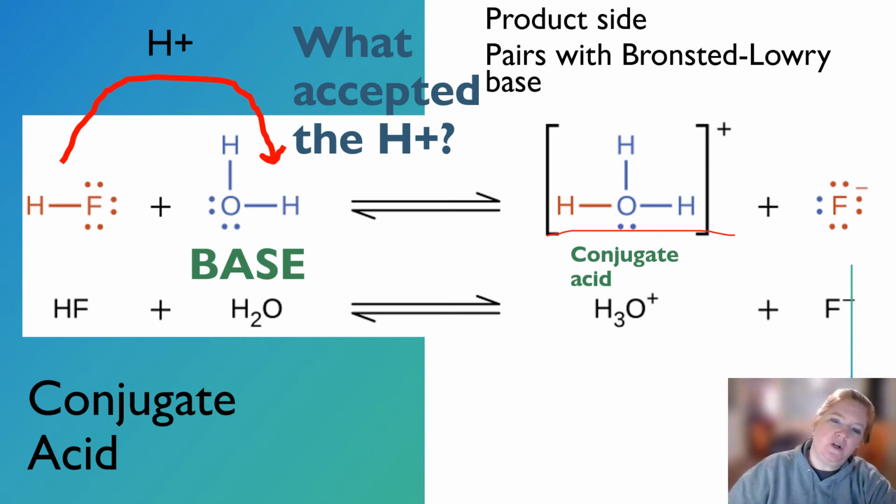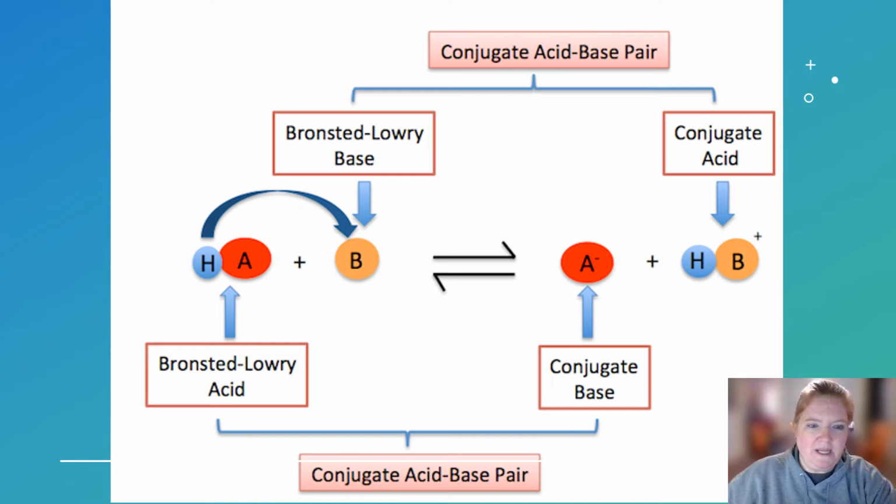Because now when this reaction goes in reverse, this is going to become a donator and turn into this. So on the reactant side, we have an acid and a base, and on the product side, we have a conjugate acid and a conjugate base. So let's look at it again. We have a Bronsted-Lowry acid with the conjugate base. And if we take this base and add an H to it, we get back to the acid. So it could go back and forth forever and ever. And on this side, it started as a base, so it becomes a conjugate acid on the other side.